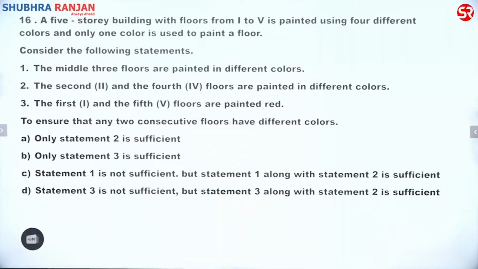What is the question? Any two consecutive floors have different color. There are four paints and five floors.